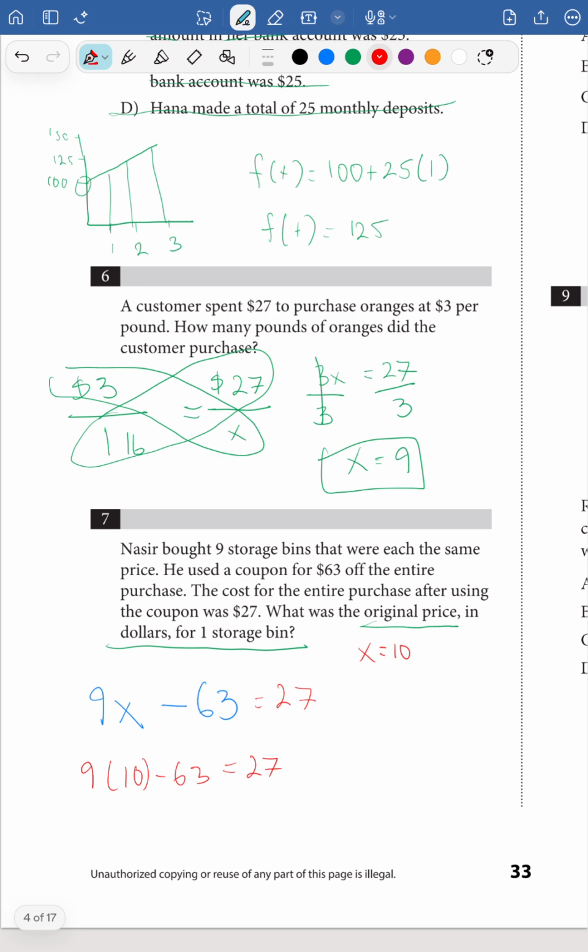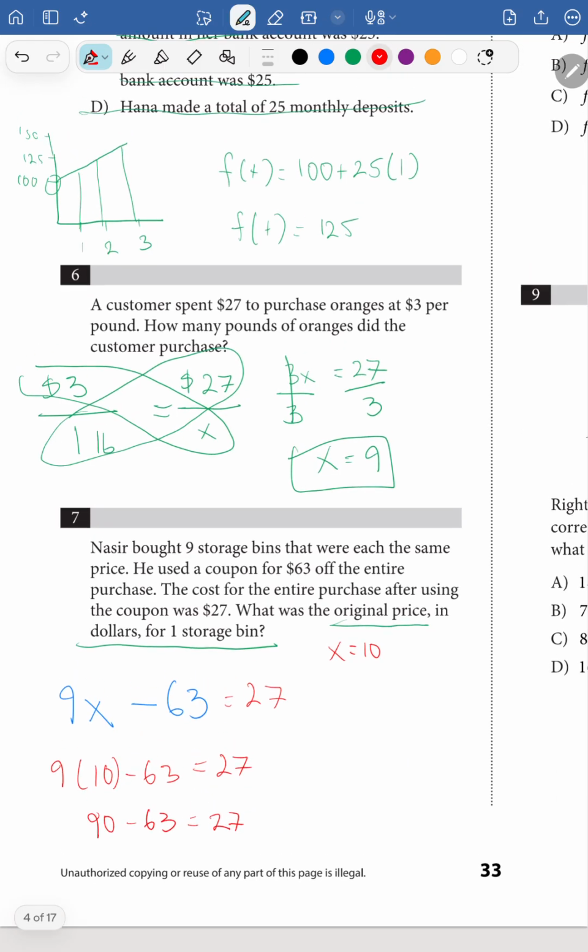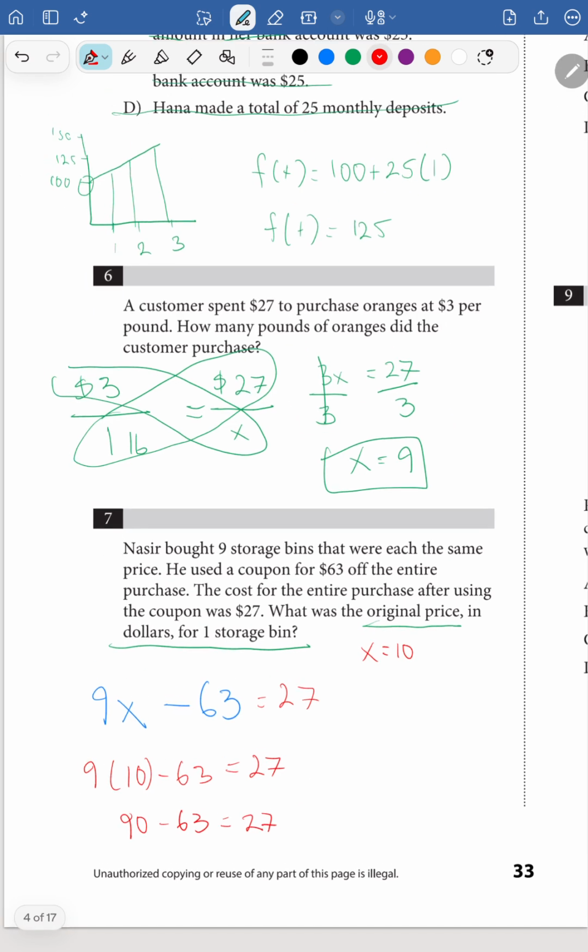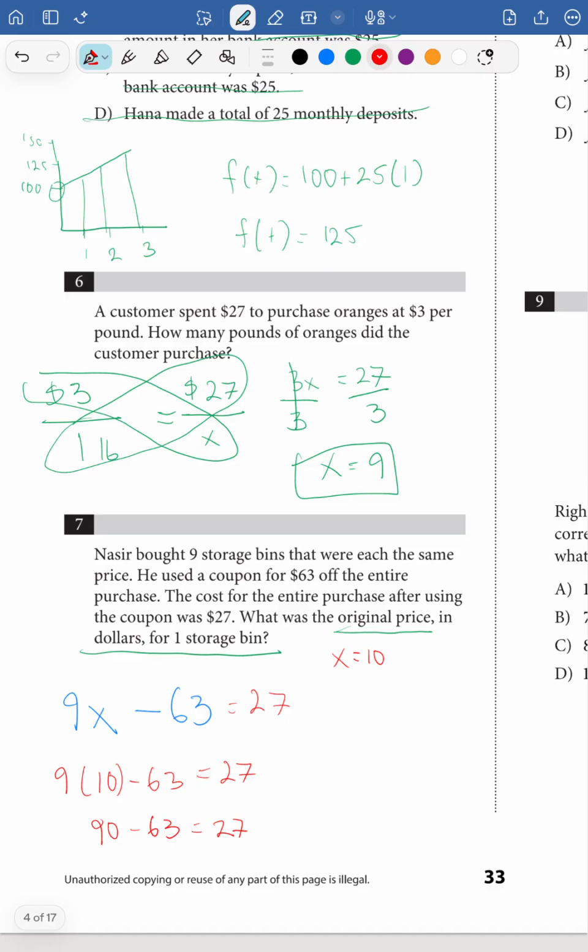So now this is where we do PEMDAS in order. Do we see parentheses? Yes, but that is being used to replace the variable. So we don't see any exponents, but we see multiplication, which is 9 times 10. So let's do that first. 90 minus 63 equals 27. Now the last thing we see is subtraction. This gets you 27 equals 27, which is in fact true. So we know that our answer is correct.